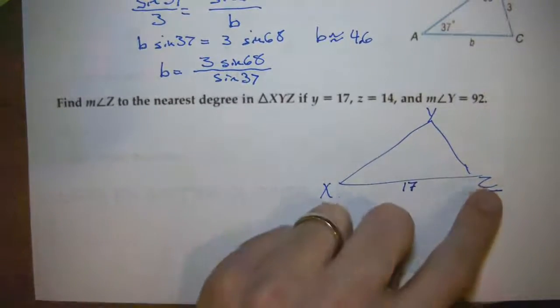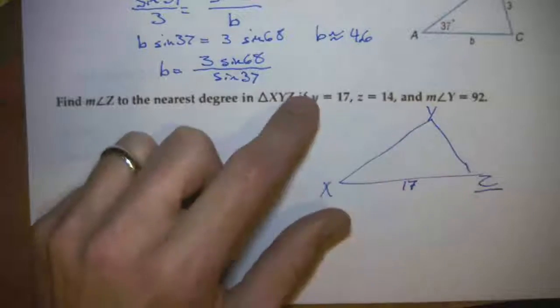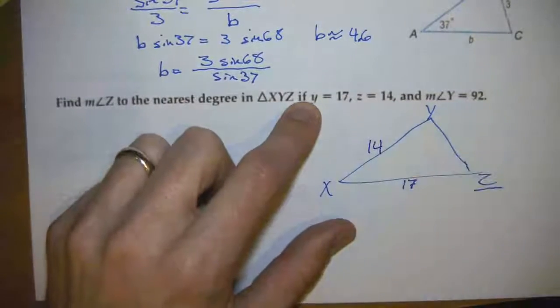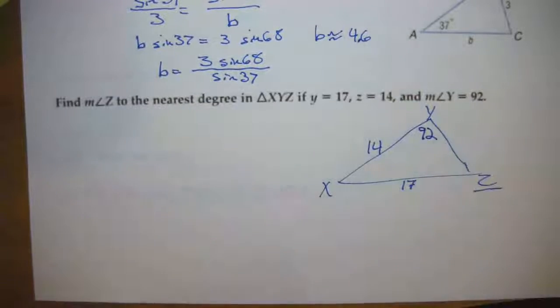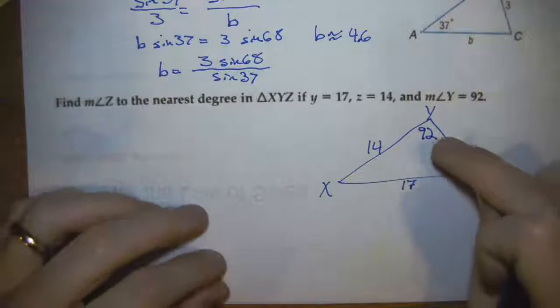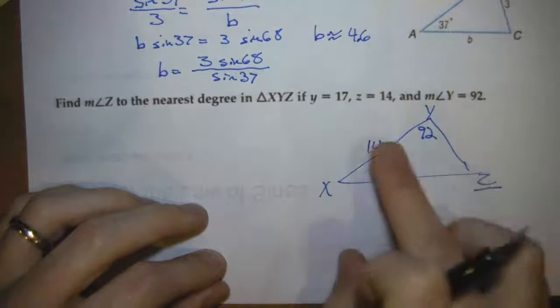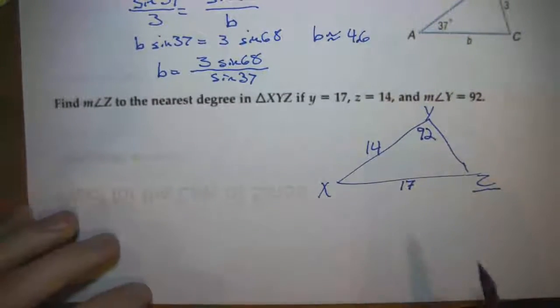Right? We know Z, the side opposite angle Z, is 14 units, and that angle Y is 92 units. Notice we are set up to be able to use the law of sines. We've got the missing angle opposite the side. We're all golden. So let's set it up.